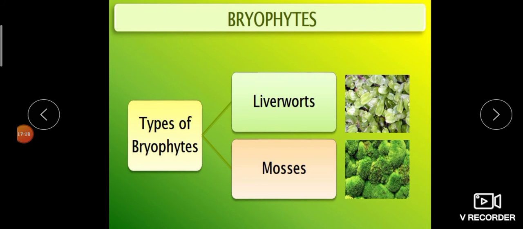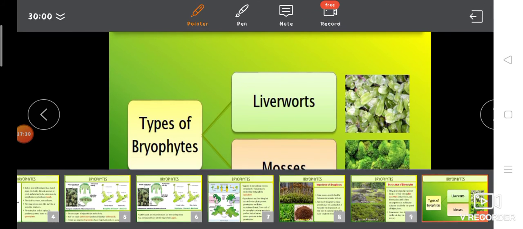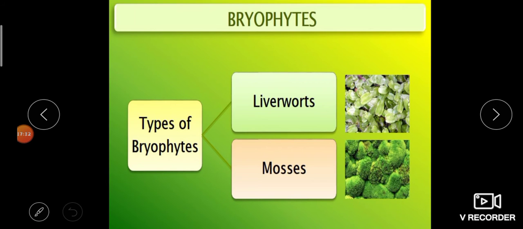Then come to the classification. Bryophytes can be classified into two types, that is liverworts and mosses. Actually, bryophytes are of three types: the first one is hornworts, then liverworts and mosses.